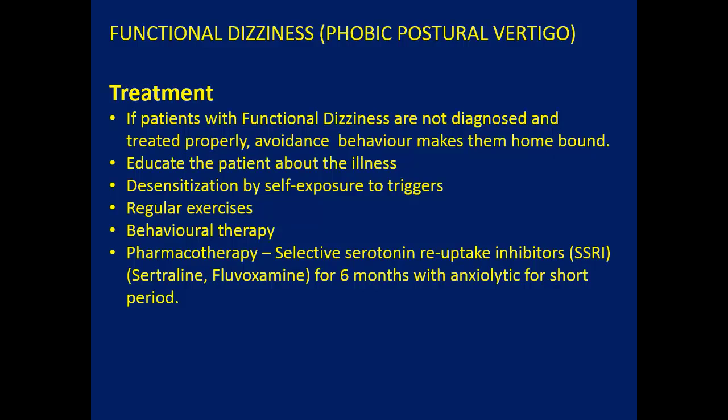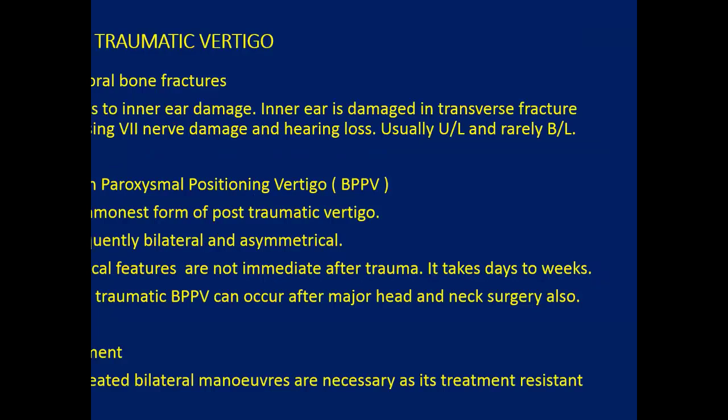Then I told you about the antidepressants, SSRI, selective serotonin reuptake inhibitors. Sertraline, fluvoxamine for 6 months with an anxiolytic for a short period. So pharmacotherapy is also important because these patients are told they have a different personality trait and they have depression. So post-traumatic vertigo. It's a very common condition.